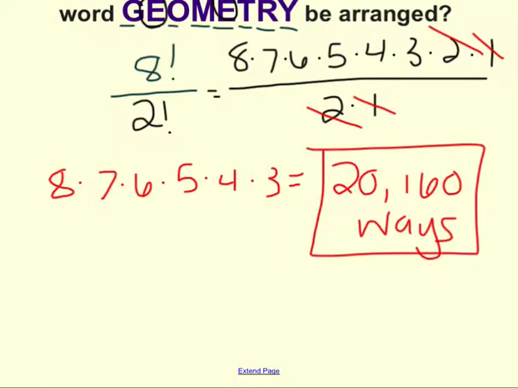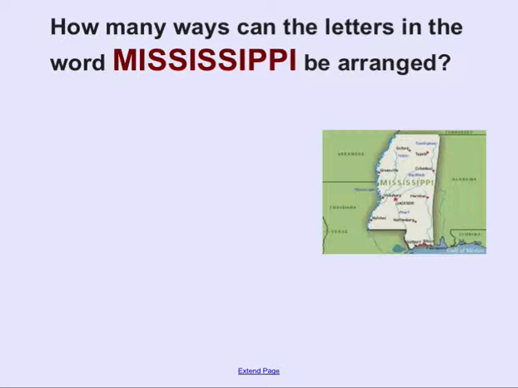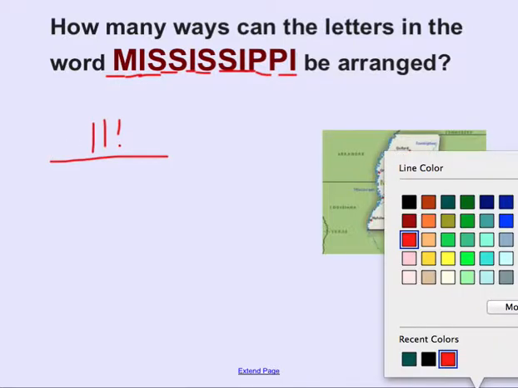So let's take a look at an example that has 2 letters that are repeating. Or 3 letters, actually, okay? So let's take a look at the word Mississippi. To start off with, we need to count how many letters there are. There's 1, 2, 3, 4, 5, 6, 7, 8, 9, 10, 11. So there's 11 letters. So that's 11 factorial. And then we need to divide by anything that's repeating.